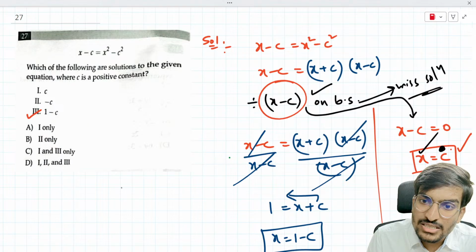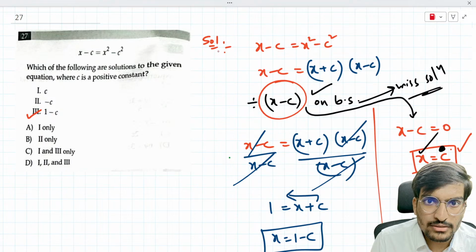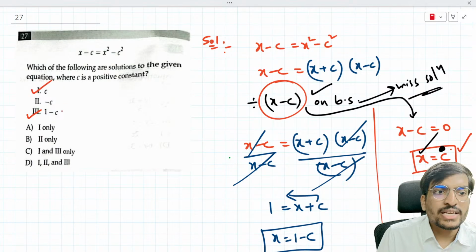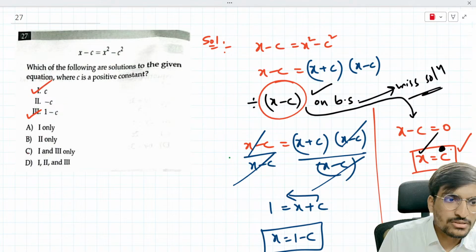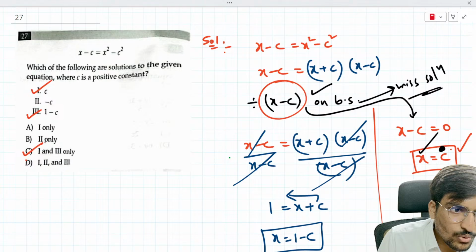This is the fastest method. Don't try to solve it the original way. What is the original method? Forward this complete term to the RHS and all that. Don't do that. It's time consuming. So we have 1 and 3 as the solutions. 1 and 3, not the others.